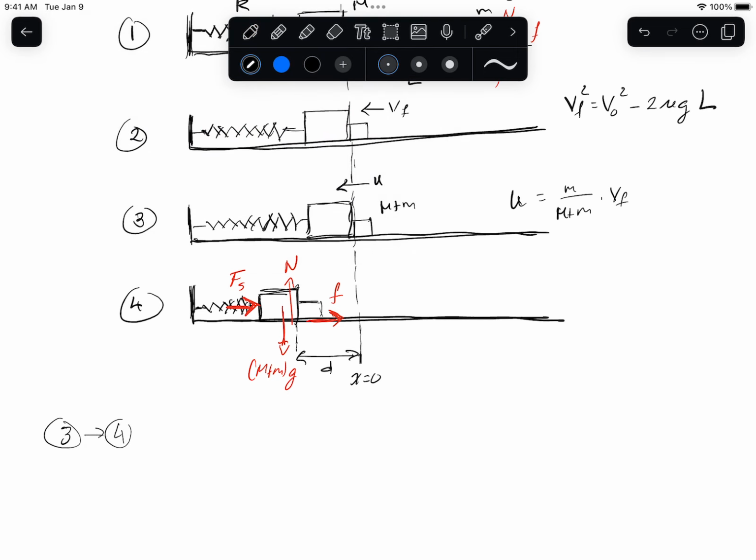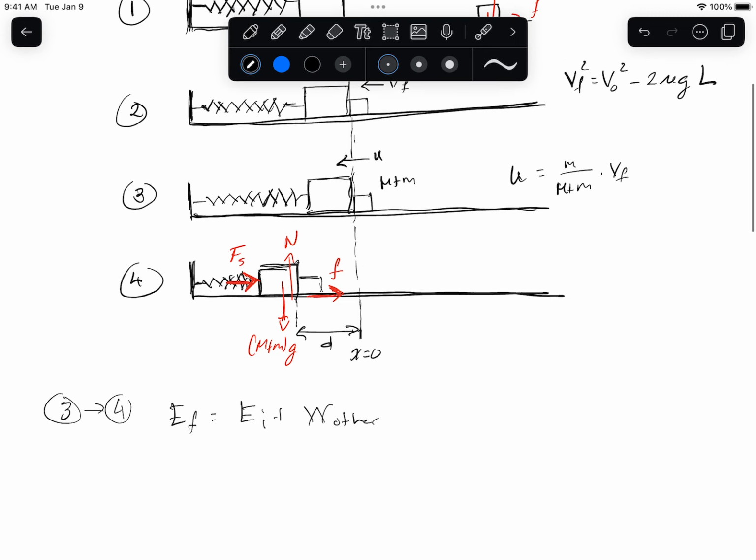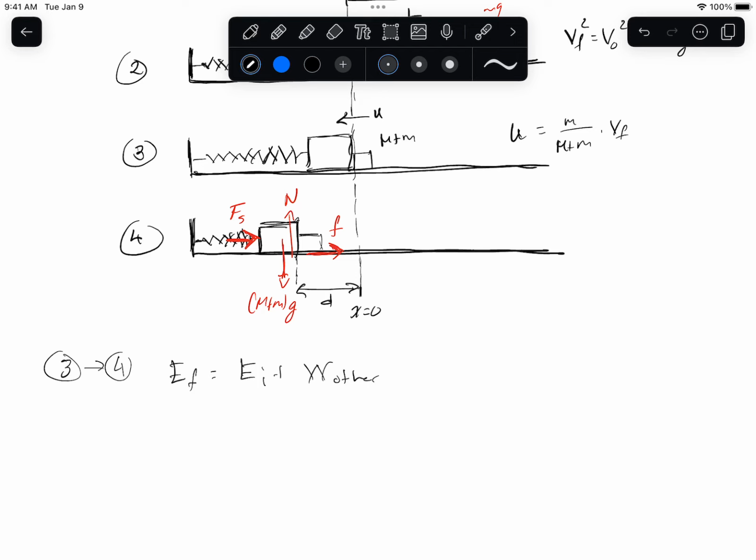So 3 to 4. We know that the final energy is equal to the initial energy plus the work due to other forces. So at the very end of the problem, the blocks are just sitting there doing nothing. So there is zero kinetic energy, but there is potential energy because the spring has been compressed a distance d. So the spring has some potential energy, 1/2 k d squared. At the beginning, the spring is not stretched or compressed, so there's no potential energy there, but there is kinetic energy on the blocks.